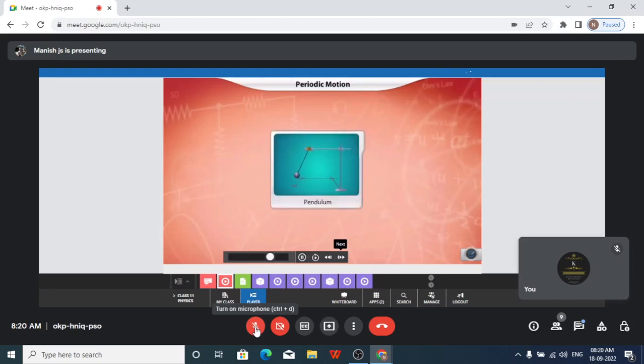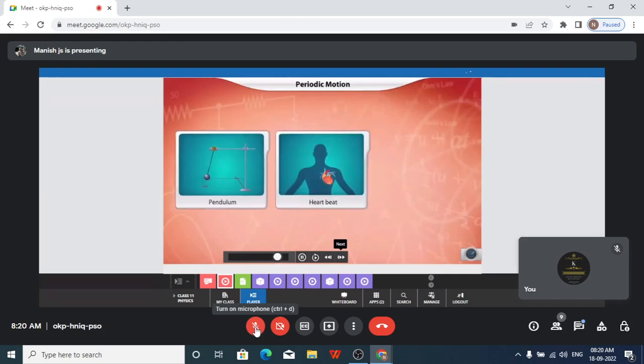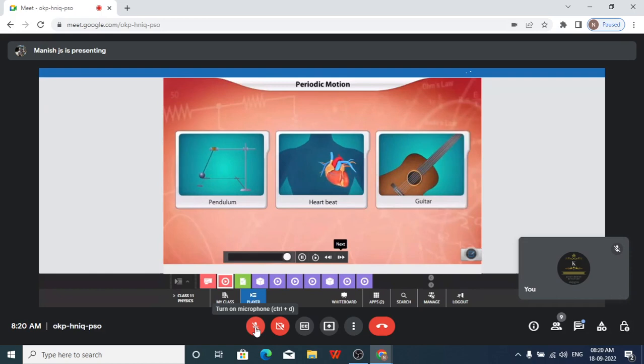For example, a pendulum moving back and forth is said to execute a periodic motion. Our heartbeat is a periodic motion as it repeats approximately after every 0.86 seconds. A vibrating guitar string is a periodic motion. So here we are looking at different examples of periodic motion. Guitar, okay, so vibrations of the guitar or the stringed instruments, heartbeat or the pulse rate. So these are all examples of periodic motion.